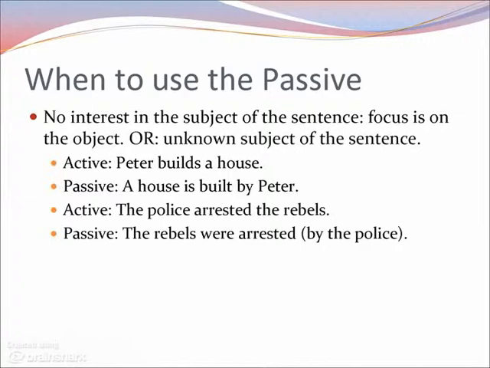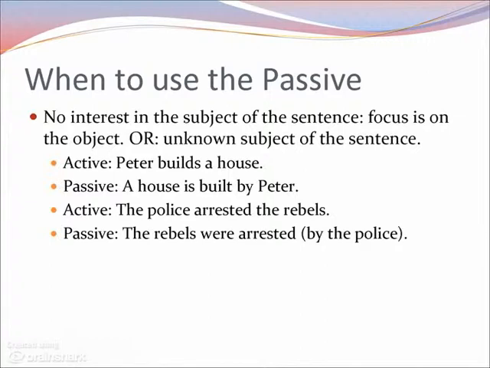An example that will be used through the rest of this presentation is Peter builds a house. This is an active sentence. Peter is the subject of this sentence. It is at the front. Builds, the verb, is in the middle of the sentence, and a house, the object of the sentence, is at the end. To make this a passive, you pick the object and place it at the front, and you take the subject and place it at the end of the sentence. In this case, a house is built by Peter.